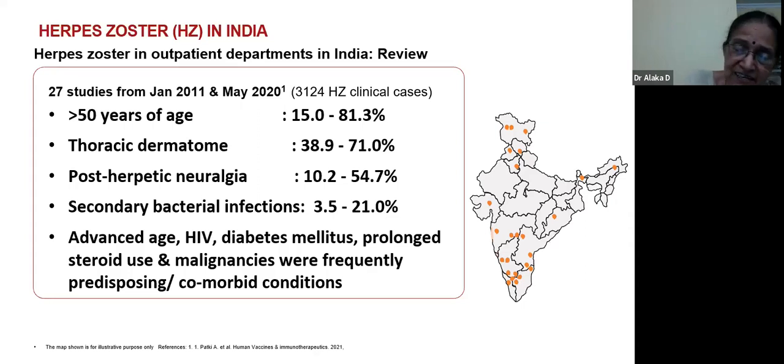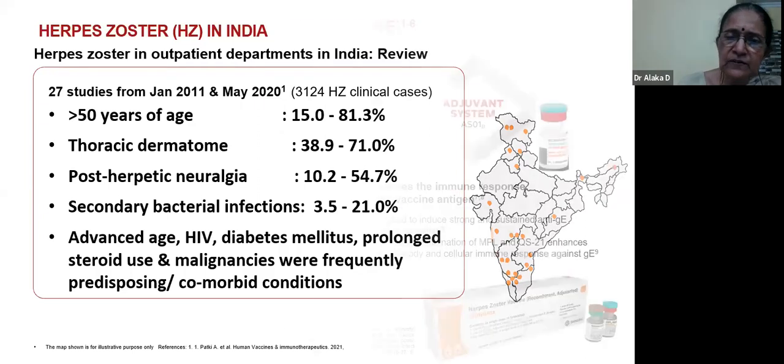Advanced age, first condition, HIV, diabetes mellitus, prolonged steroid use, malignancies, that is another immune compromising condition, frequently a predisposing comorbid condition. But don't forget advanced age. Today, the herpes zoster infection in HIV has been markedly reduced because of antiretroviral therapy. These people are responding well. Their CD4 counts are really going high, and therefore they are not getting the zoster infection compared to our aging population and diabetic population. So please, now the vaccine is available.